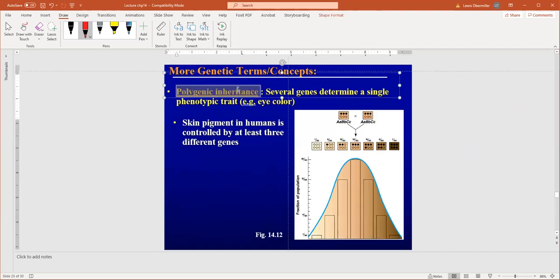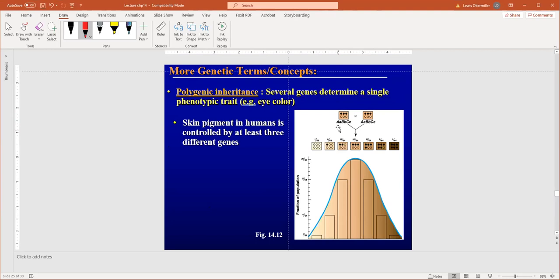Polygenic, right? Multiple genes are involved in one outcome. Polygenic means there's multiple genes involved in a single phenotype. Skin color in humans is controlled by at least 3 genes that we know of, probably more. Height is controlled by 21 genes. Your eye color is controlled by at least 3 different genes. Hair color is controlled by 2 genes, and so on. So that's what we mean by polygenic inheritance. Many genes work together to have the phenotypic outcome.